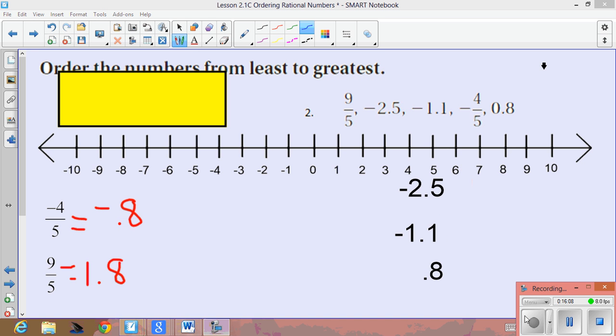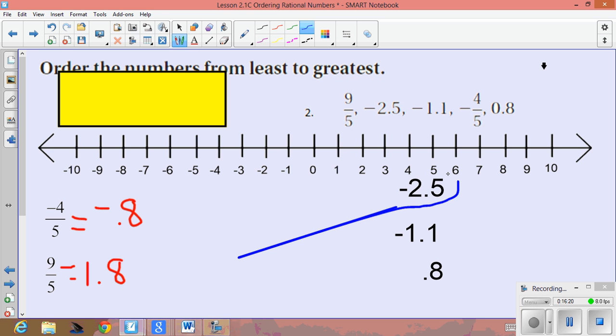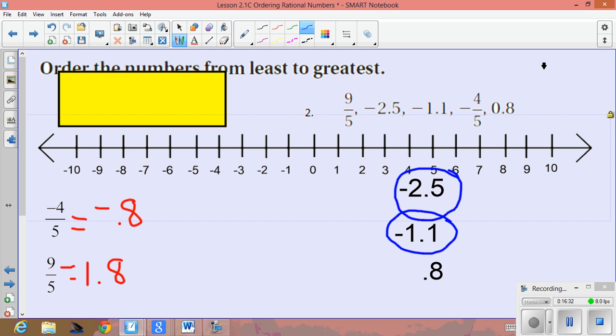Okay, so what we want to do now is take a look at all the decimal values and order them from smallest to largest. We want to start with the negatives, and I have a few negatives in this problem. I have a negative here. Let me clean that up. I have a negative here, and I have a negative here, and this fraction is negative. So what I'd like to do is take a look at which one of these is the smallest.